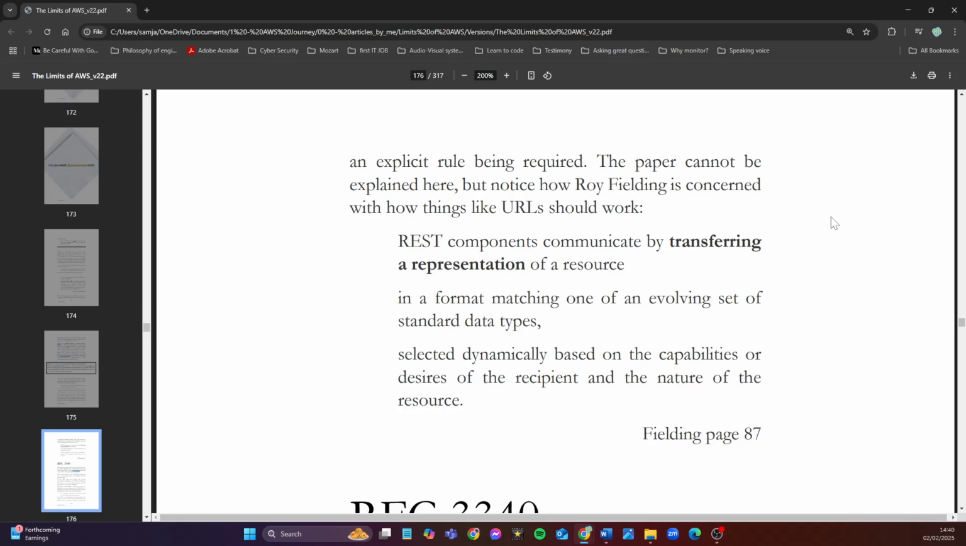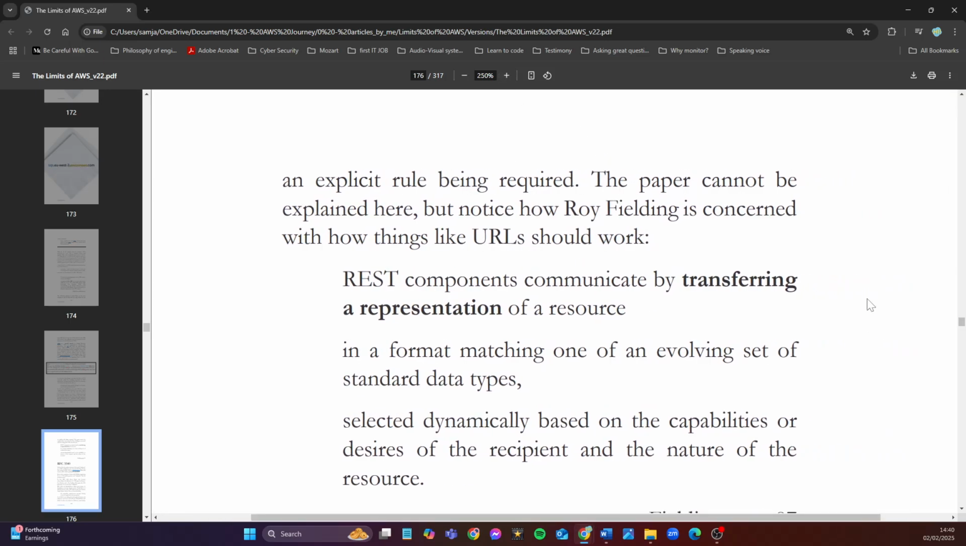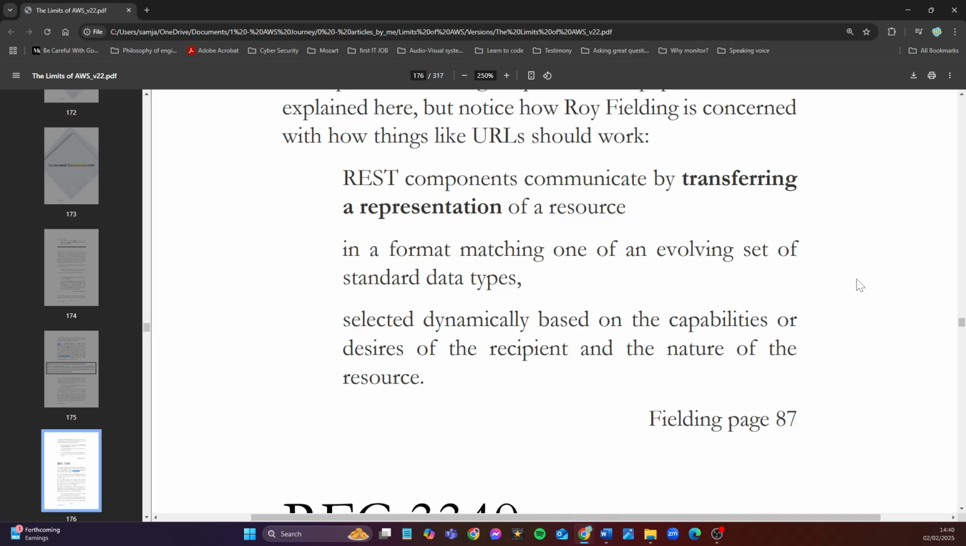The paper cannot be explained here, Roy Fielding's thesis. But notice how Roy Fielding is concerned with how things like URLs should work. He writes, REST components communicate by transferring a representation of a resource in a format matching one of an evolving set of standard data types. And that format can be selected dynamically based on the capabilities or desires of the recipient and the nature of the resource as well. That's Roy Fielding speaking.